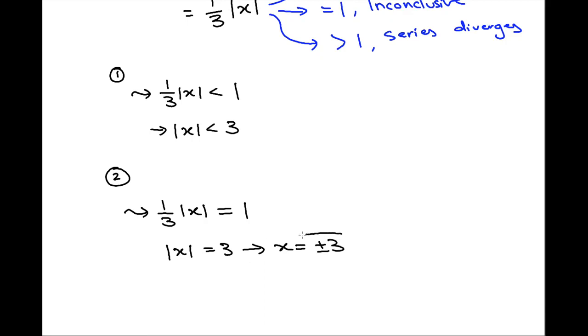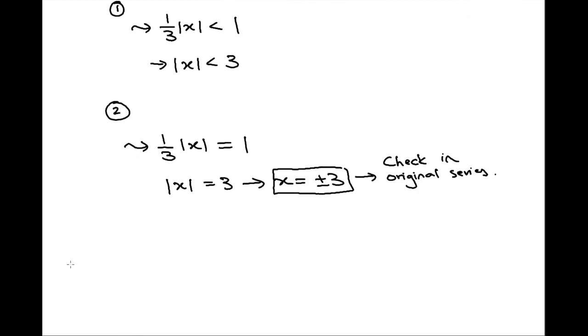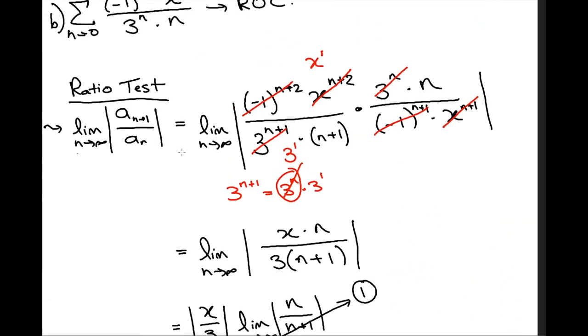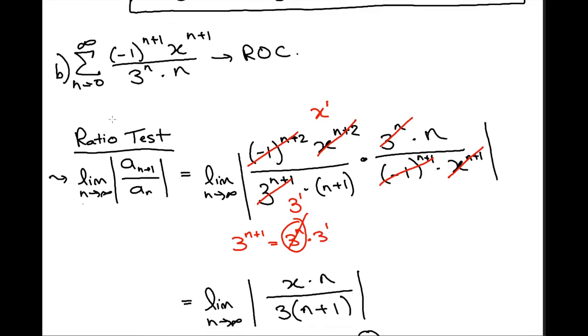So we need to check each of these cases in the original series to see whether or not the series is going to converge. Okay, so let's go back up here and do that. Let's start with x equals 3, and maybe let's do that in red. Let's start with x equals 3. So if we go back up to our original series, that's basically what our original series is.